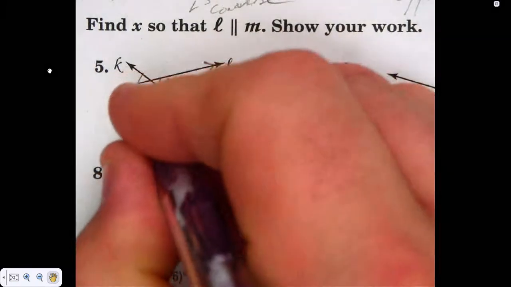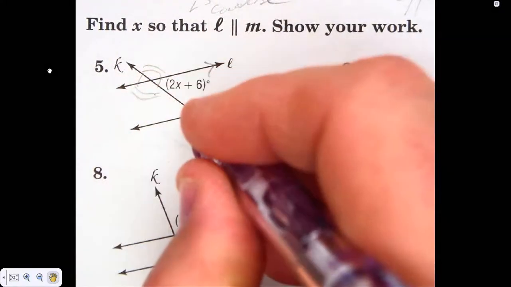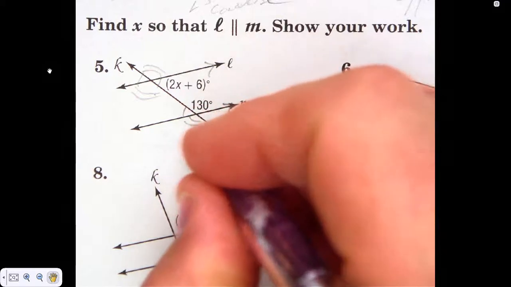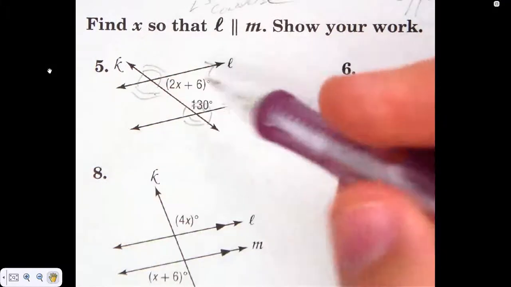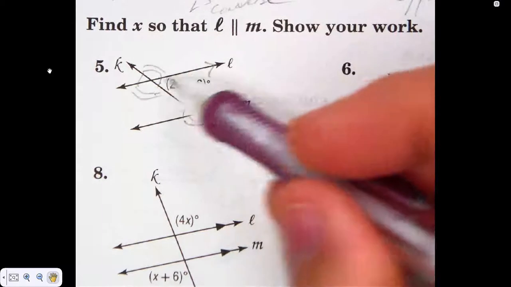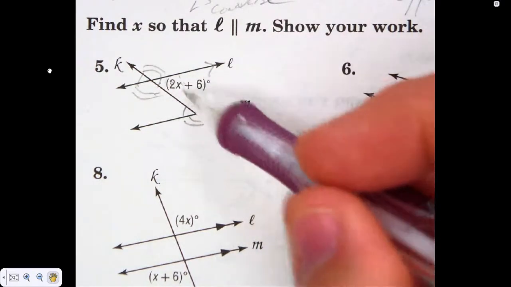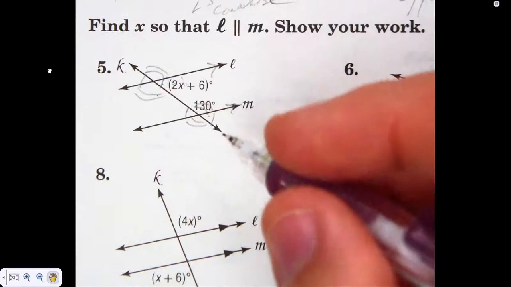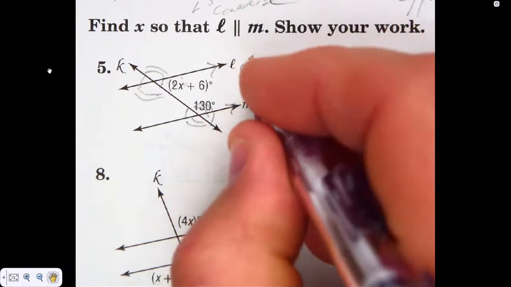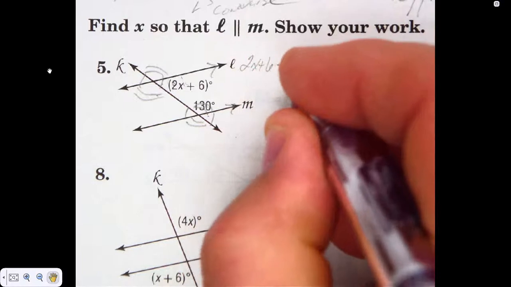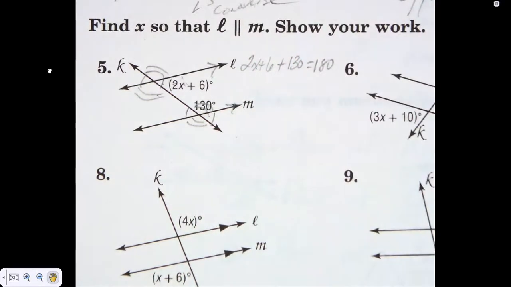That one's congruent to what? That one. 2 marks. This one would have to be what? 1 mark. 2 mark, 1 mark. Well, I have a 1 mark and a 2 mark are my two that I have here, right? So they're different. They're not the same. So what do they have to do? Add to 180. So 2x plus 6 plus what? 130 is equal to what? You can solve that equation, can't you?